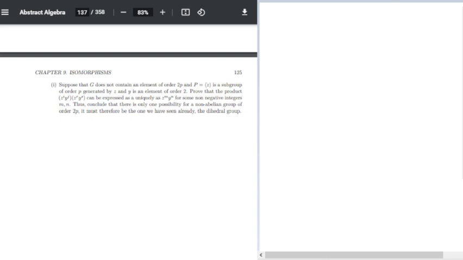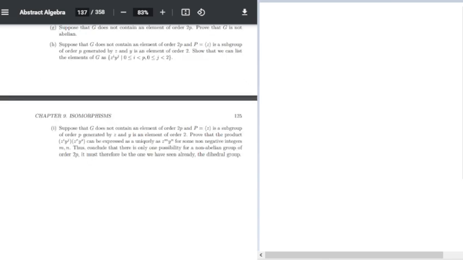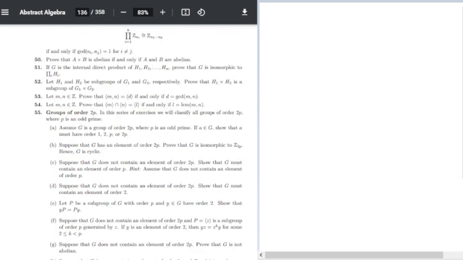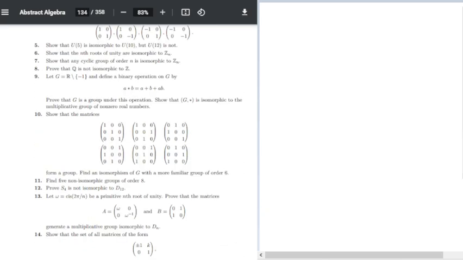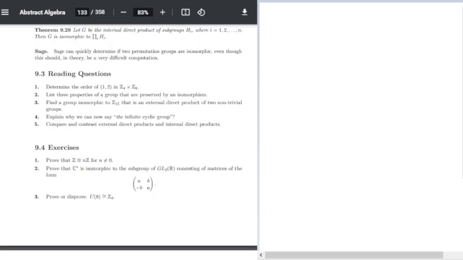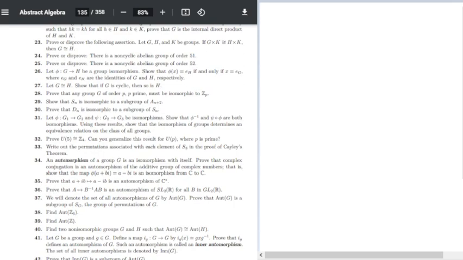Oh gosh, okay. Yeah, this is a fairly satisfying result. It's a lot, but it's fairly satisfying. Let's conclude there's only one possibility for a non-abelian group of order 2p, that it must be the one that we've seen already, the dihedral group. God, yeah, that is actually very satisfying to see that the dihedral group gives a complete derivation. Why is it important?